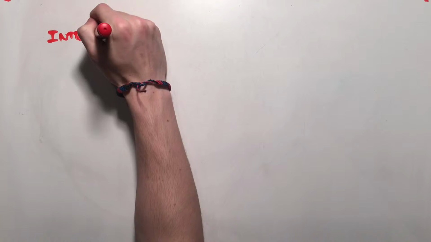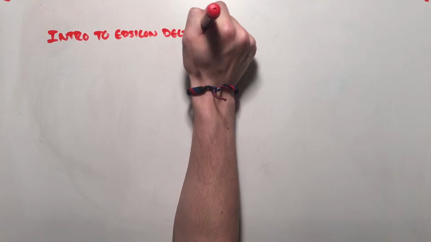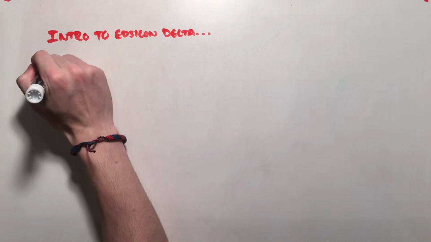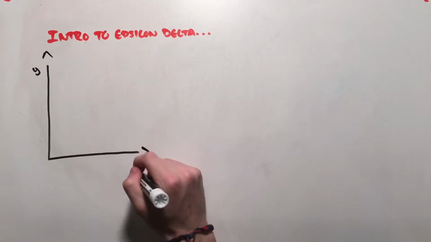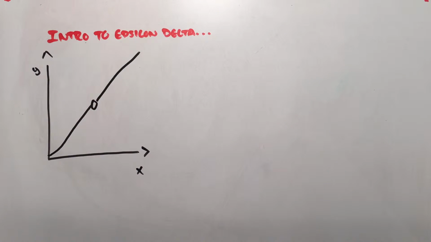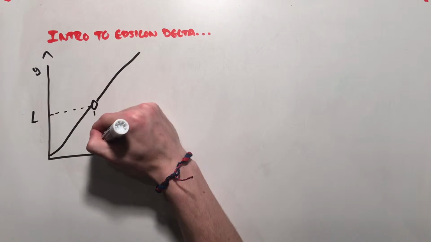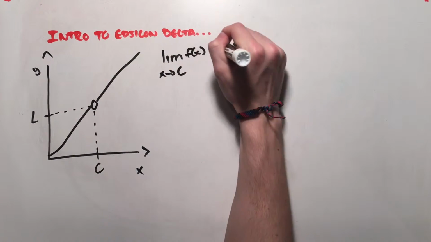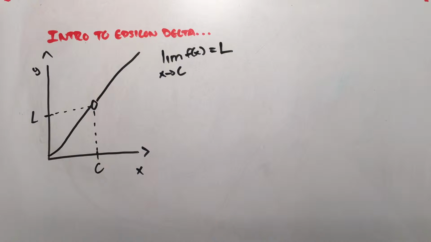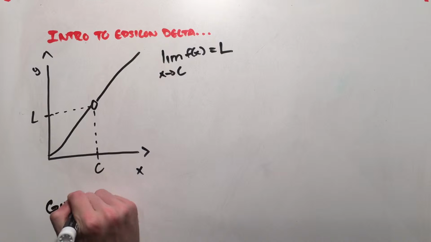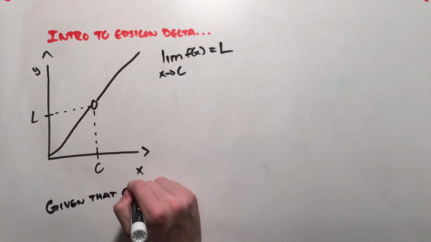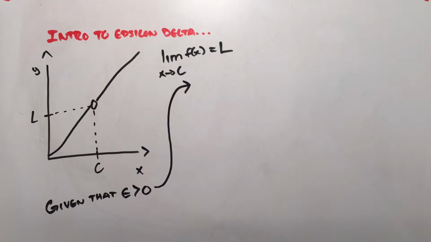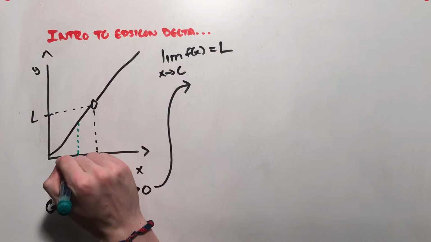Intro to Delta-Epsilon. In order to make this definition more coherent, we can say that this range around L of f of x is a number epsilon, where the range is positive and negative epsilon from L, and the resulting range around c is a number delta, where the range is positive and negative delta away from c.